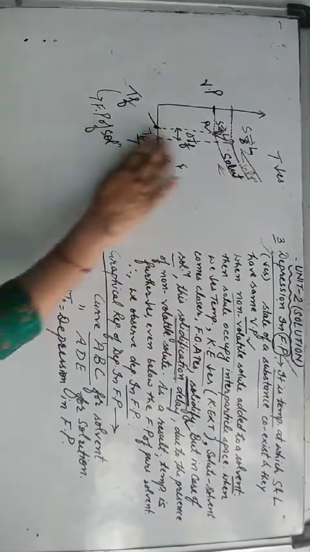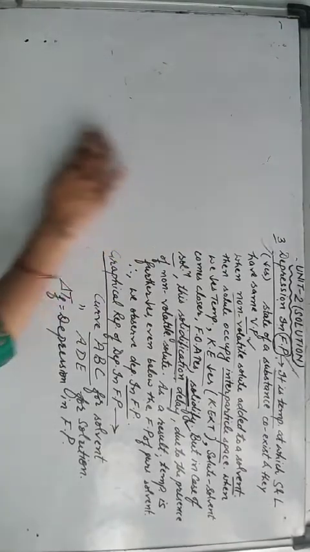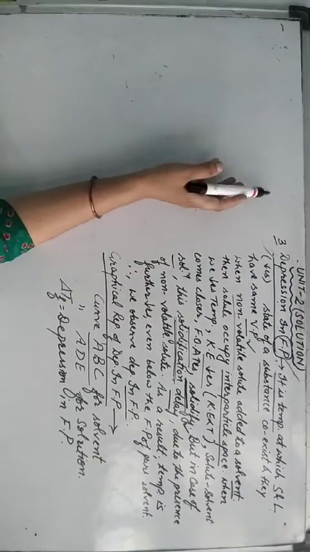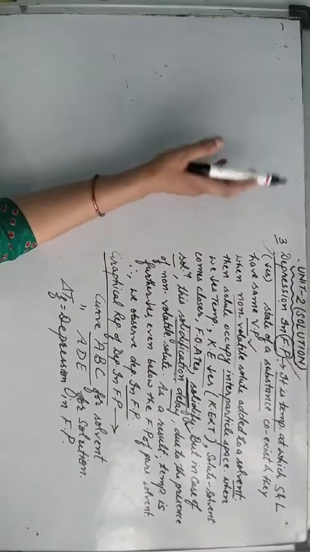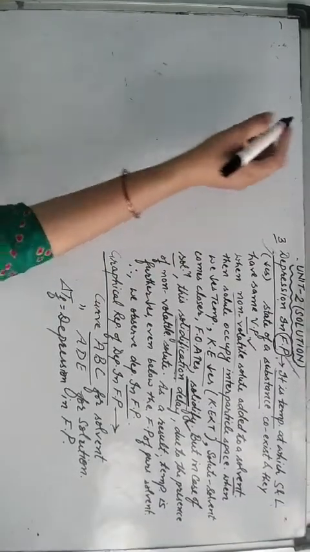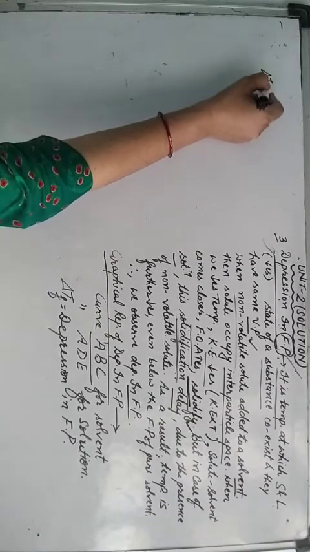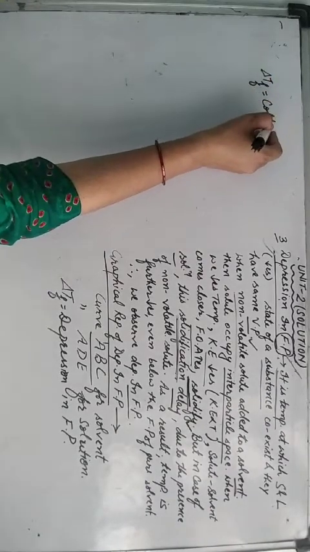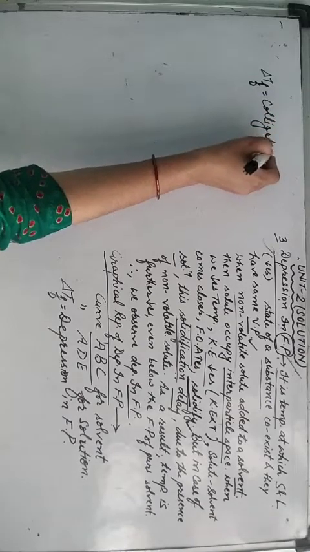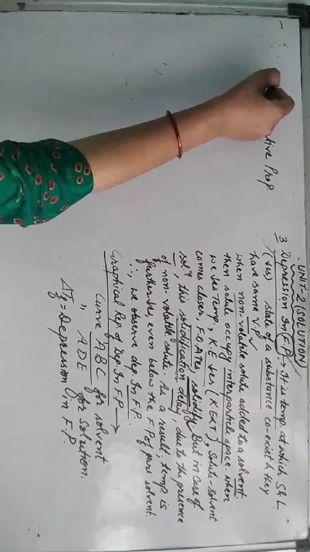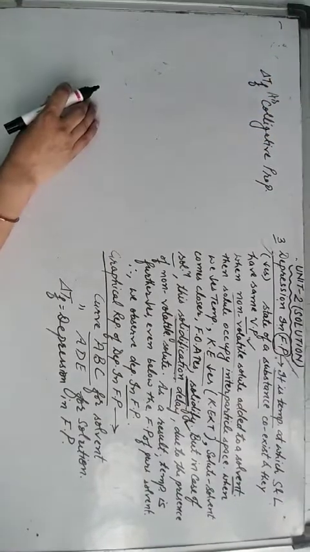Now, depression in freezing point is also a colligative property. Explaining the colligative property: colligative properties are those which depend on number of moles. Delta TF as colligative property.